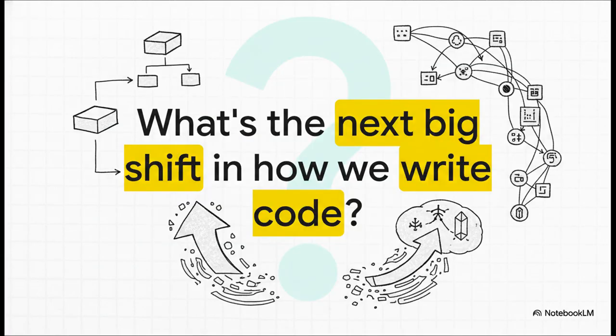Going from procedural to object-oriented was a massive leap. It shaped the software that runs our entire world today. But technology never, ever stands still. And that leaves us with one final question to think about. What comes next? What's going to be the next big paradigm shift that completely changes the way we think about and write code?